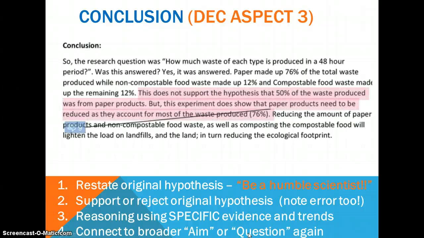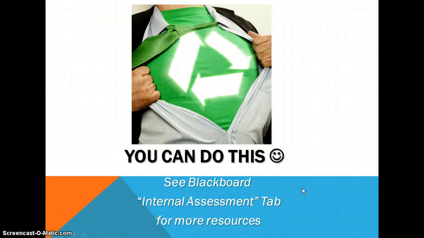And here's another example of using specific data and making sure to be humble, saying we don't support the original hypothesis. And that's okay. Some of the most important scientists in history actually found out that they didn't support their original hypothesis. And that's actually really cool and okay. You guys made it, and you can do this. I know IAs are hard, but you are superheroes.